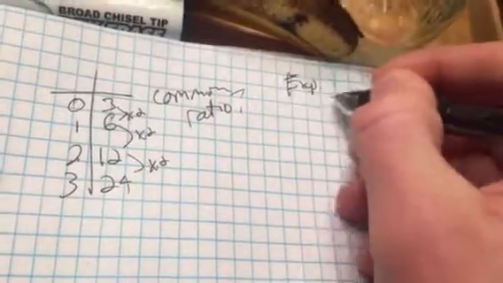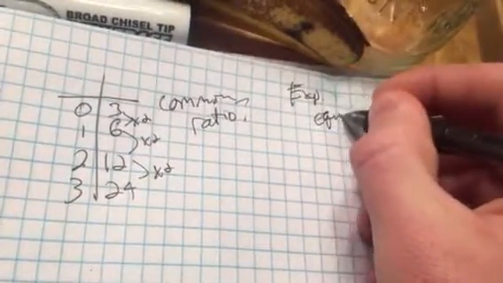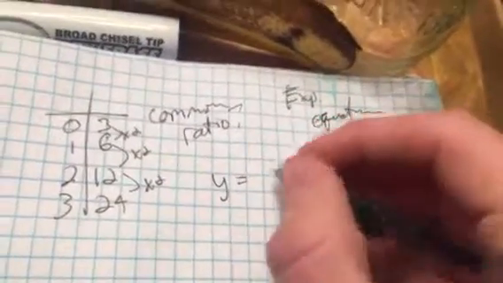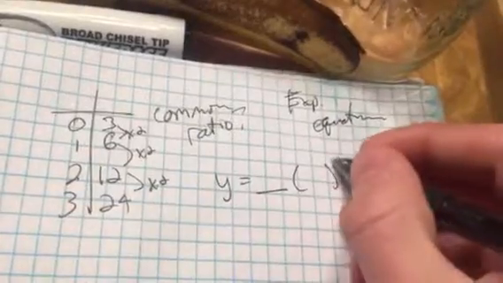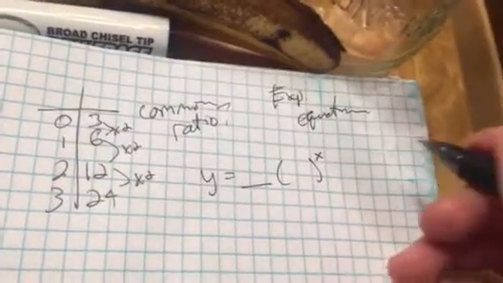All right. So again, just like linear equations only have 2 things, slope and y-intercept, exponential equations, you only have 2 things as well. You've got y equals the initial value times the multiplier to the x.